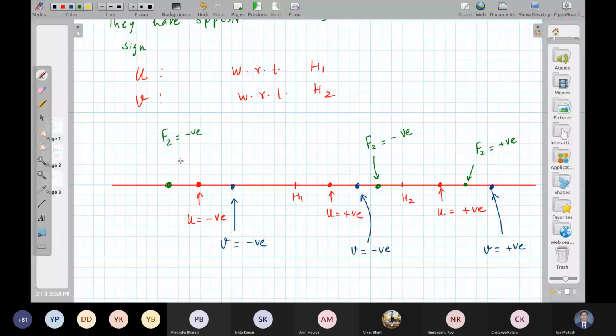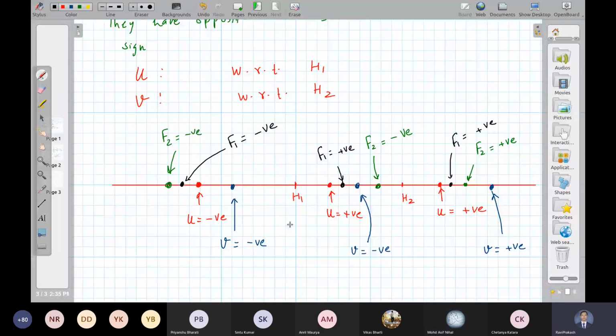Remaining is F1. Let us say F1 is here. क्या होगा? Negative with respect to H1. Negative. Now here, positive. So now you understand the whole convention.